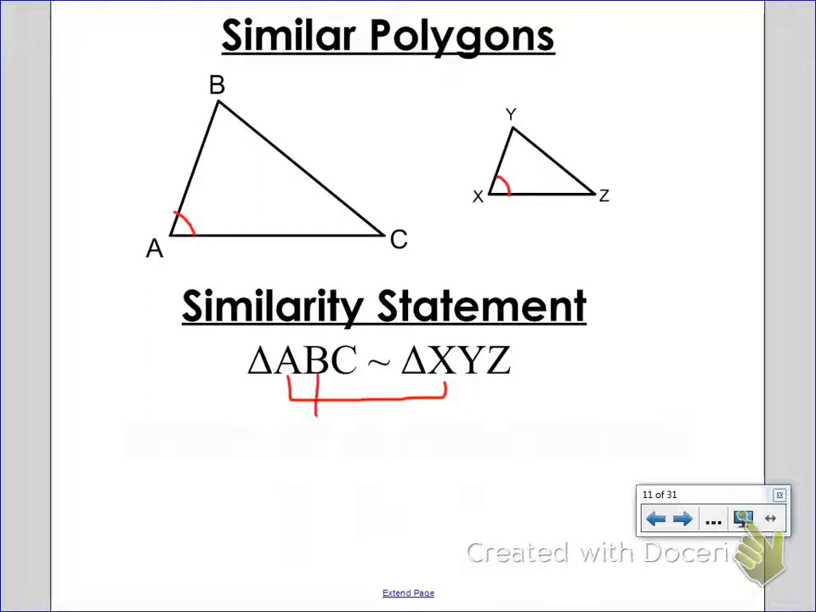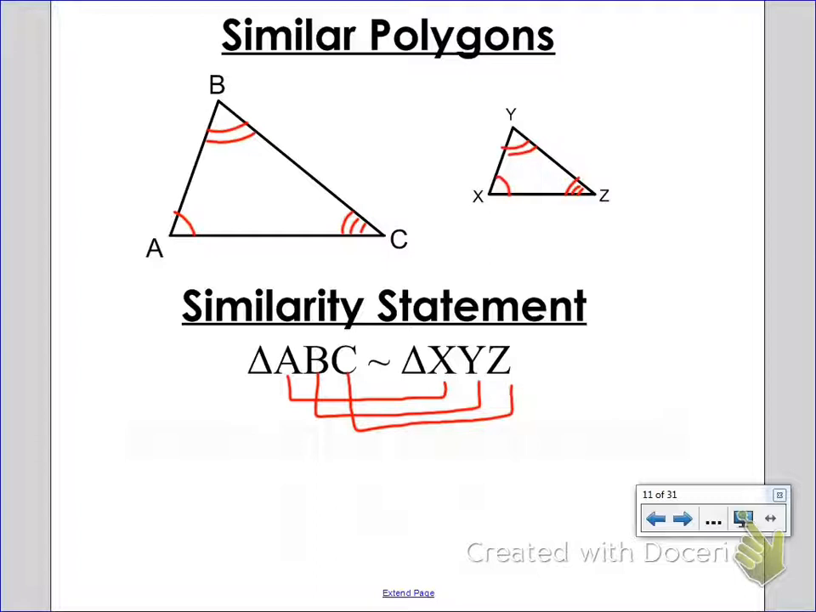B is my second letter, and Y is my second letter over here, so angle B will be congruent to angle Y. And then lastly, C is my third letter and Z is my third letter over here, so these two angles will also be congruent to each other. So as you see, all three angles from the first triangle are congruent to all three angles in the second triangle. But this is where the congruency is going to stop.